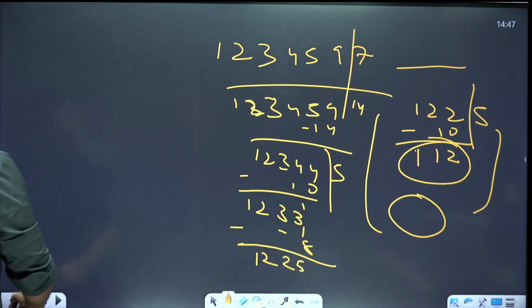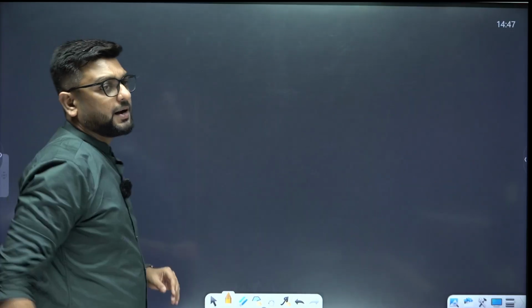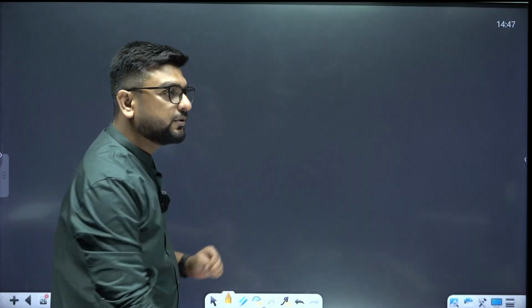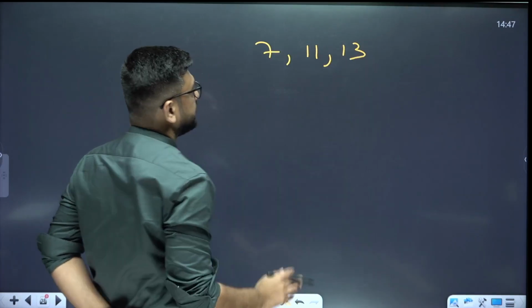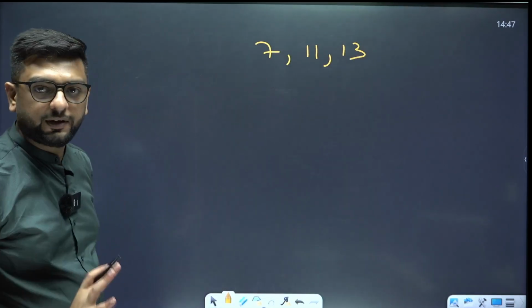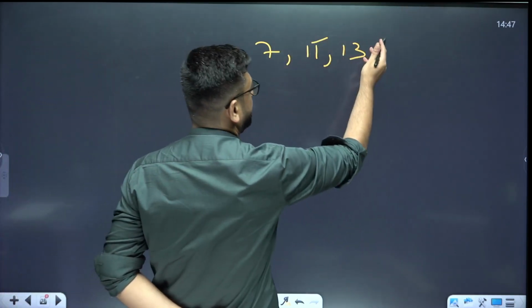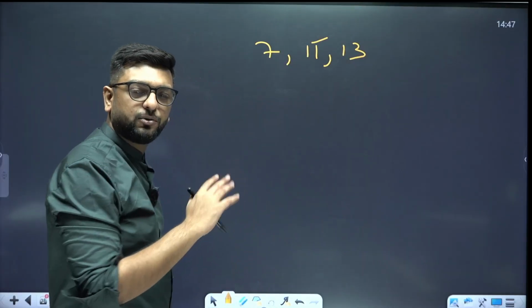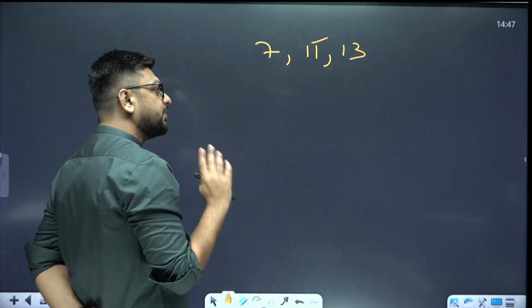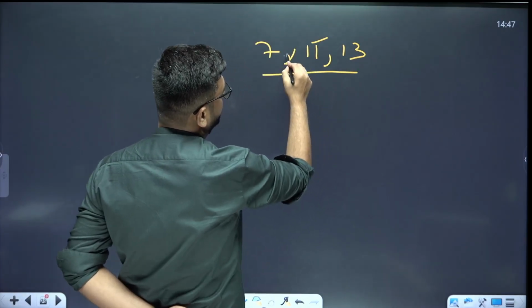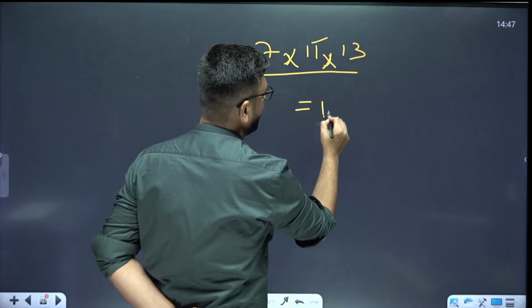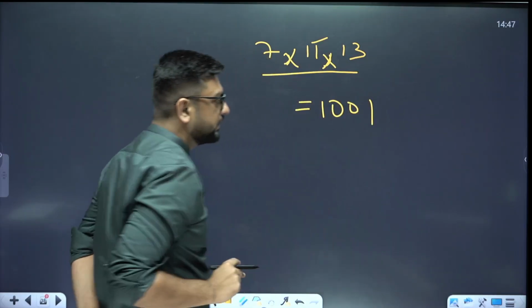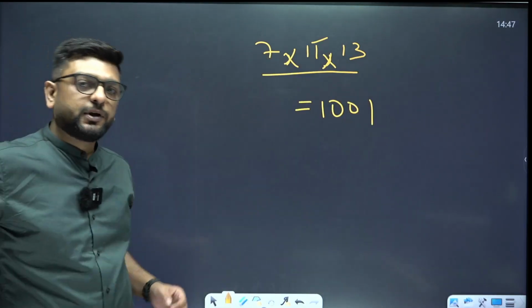All right. Next part, the main part, is UPSC's favorite topic, that is 7, 11 and 13. See, we have seen the divisibility of 7. We have done the divisibility of 11. 13 also is the same. You have to do it directly by the school method. But for 7, 11, 13, when I take the product, what is my product? This will come as 1001.